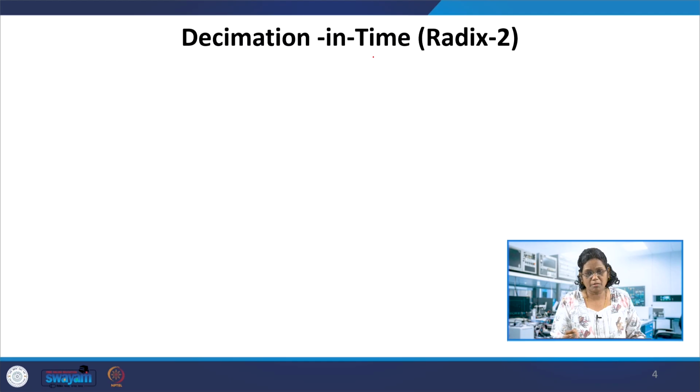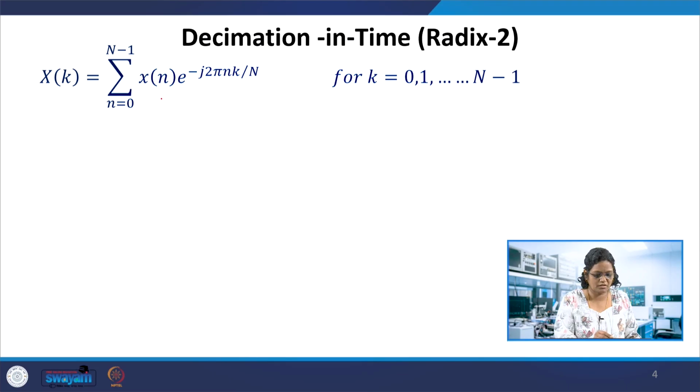Whereas in the case of DIF, we do that same thing in the frequency domain, that is, the samples of frequency, X of k, and here it's done with x of n. So we take the DFT equation, which is X of k, where k is the bin index, and we have x of n e power minus j 2 pi k n by N. So n is varying from 0 to N minus 1.